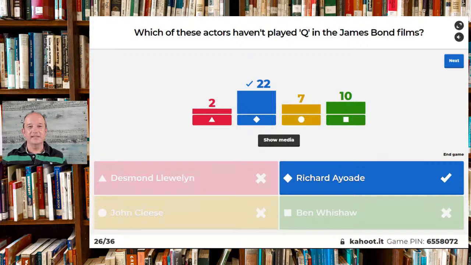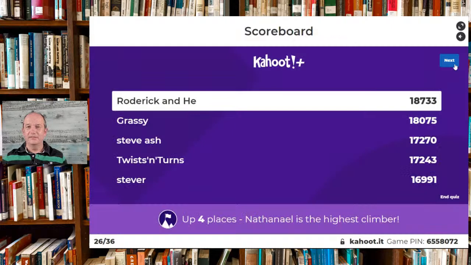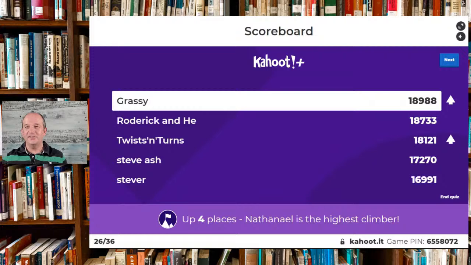So let's see. Anyway, scoreboard. Grassy has got back into first place. Richard and Helen, not too far behind. The top five are still staying pretty much the same, just a little bit of shuffling going on there. Nathaniel is up four places as the highest climber. So that's good. Well done. Yeah, he would be brilliant, wouldn't he, Dan? I think he'd be really good at that. So let's move on. Next question coming up.